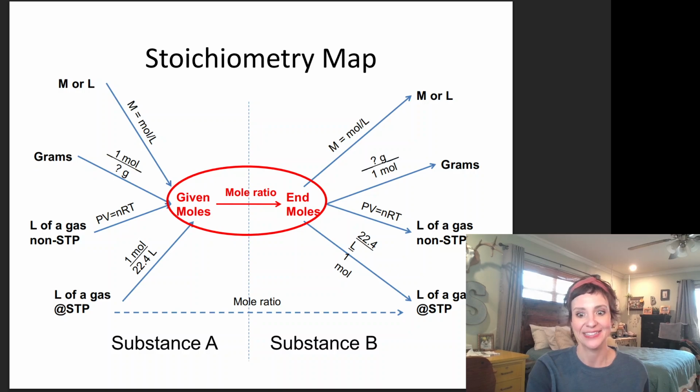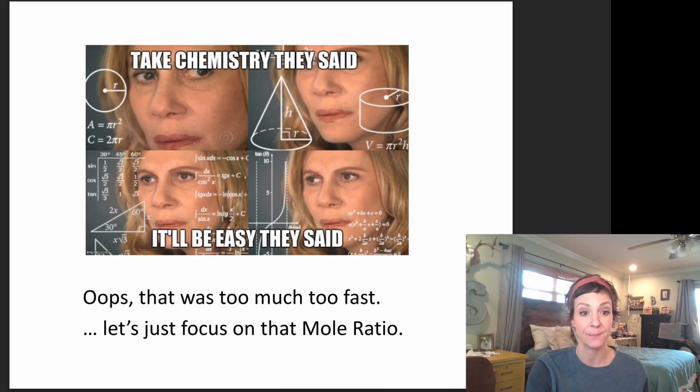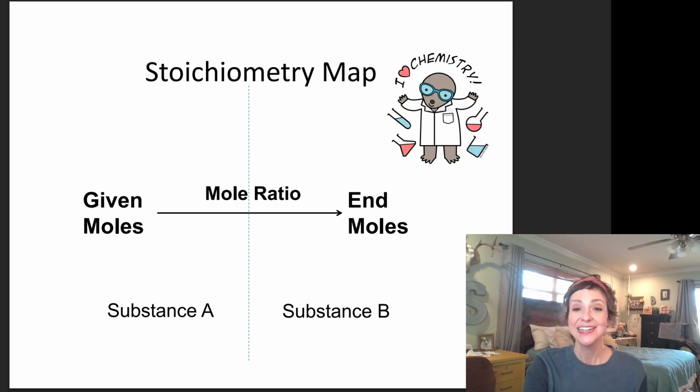You're like, this lady is talking too many words at me. That was too much too fast. Let's just focus on that mole ratio. So we can zone in on that funnel effect. If I give you a given value in moles, and I ask you to figure out how many moles of something else are required or produced, you utilize the balanced chemical equation's coefficients as a mole ratio, and it is a one-step conversion.